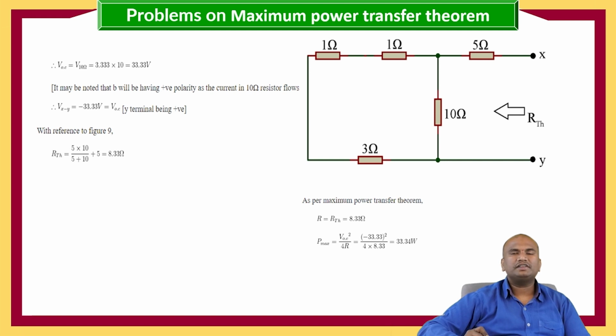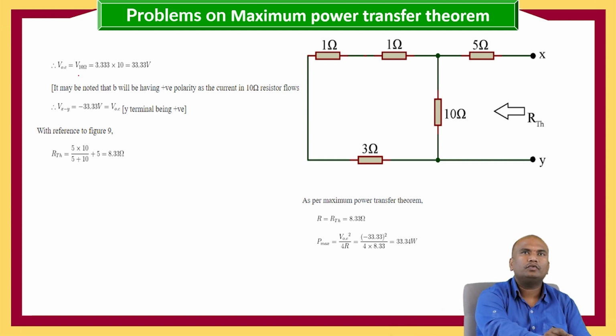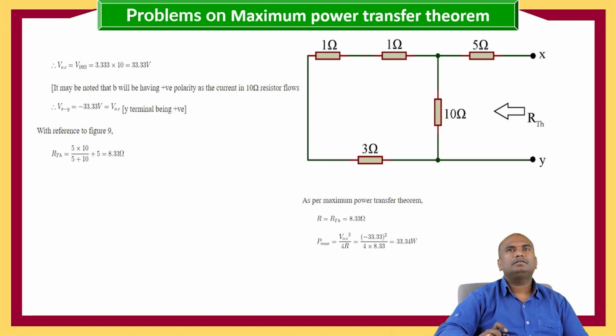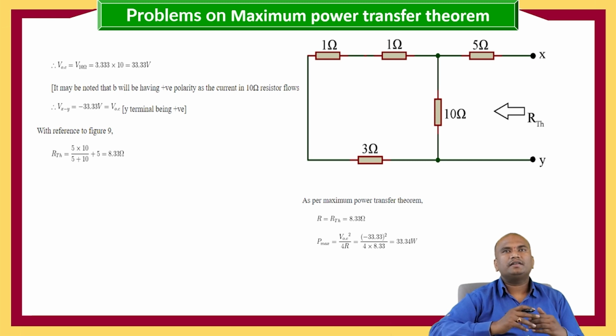Now, open circuit voltage VOC is equal to the voltage across the 10 ohms, that is 3.333 into 10, which is equal to 33.33 volts. Now, we are getting this current in the reverse direction. That is, VXY is equal to minus 33.33 volts. This is nothing but the VOC or VTH calculation.